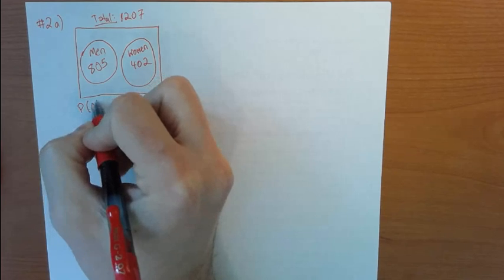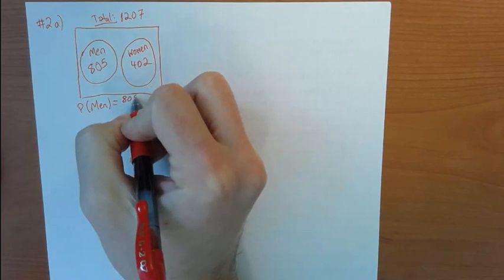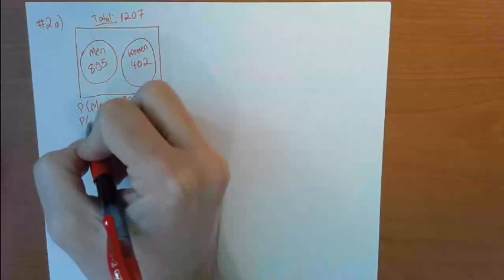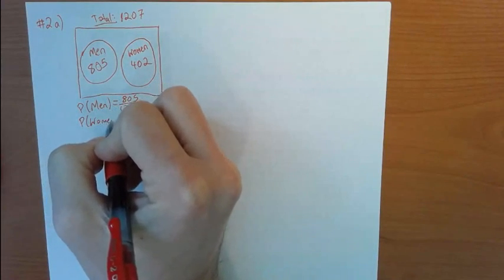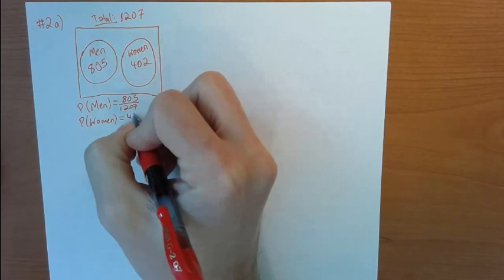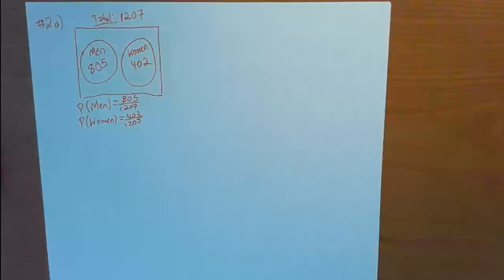And we can find some pretty basic probabilities with that. So probability of selecting a man from this group would be 805 over 1,207. Probability of selecting a woman is going to be 402 out of 1,207. So pretty basic stuff. And we can make those into decimals or percentages if we wanted to.